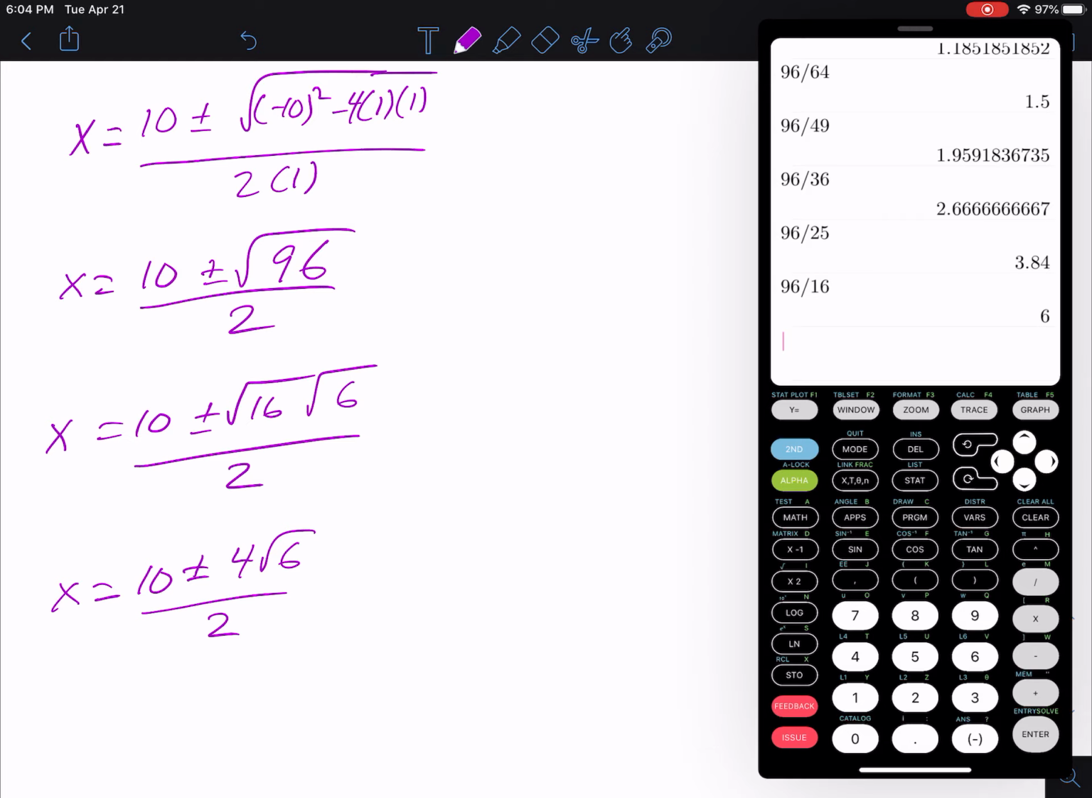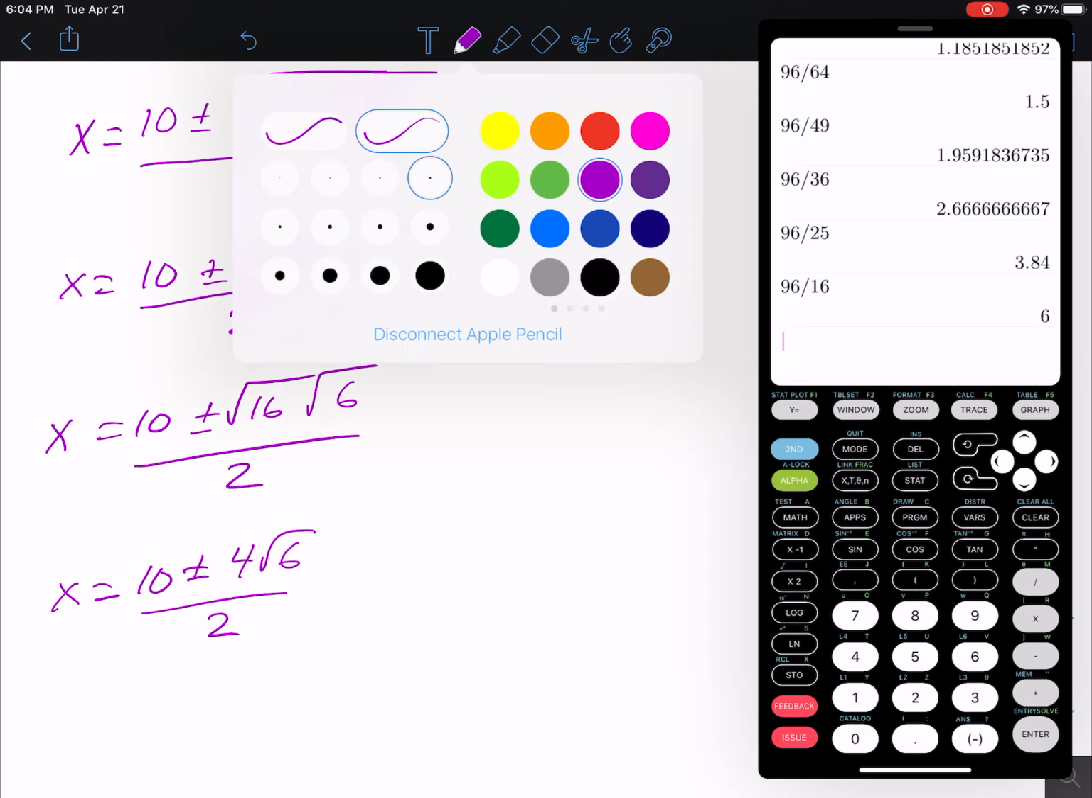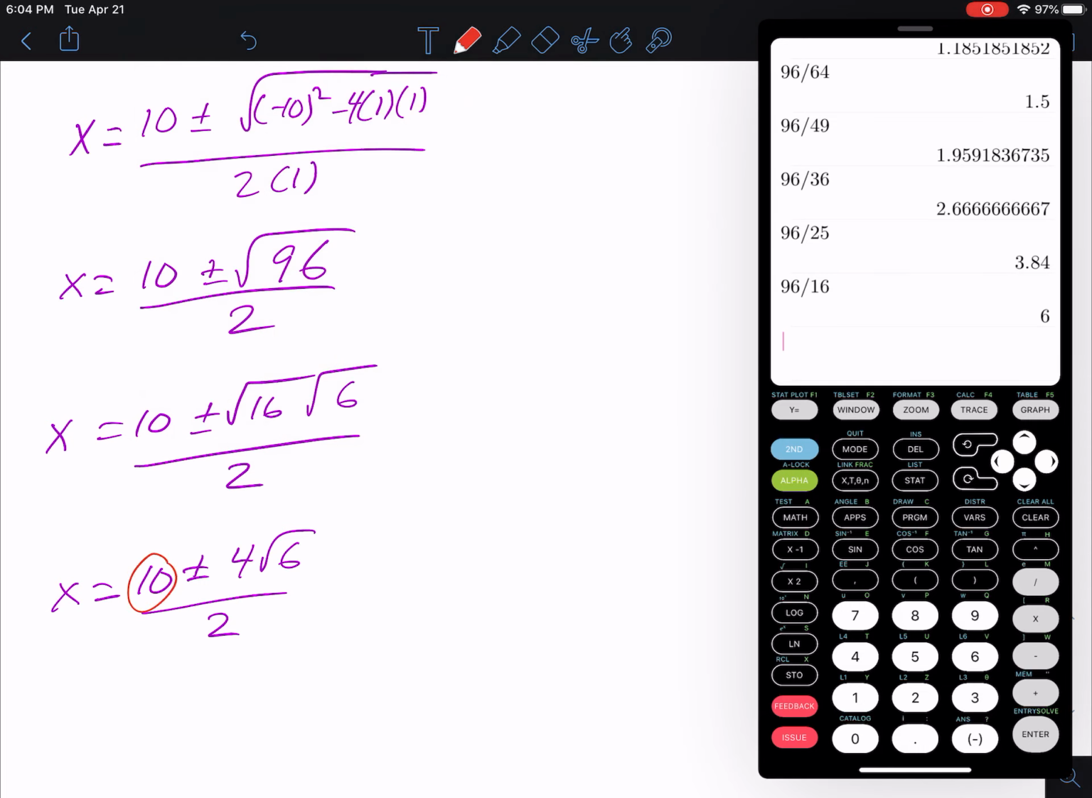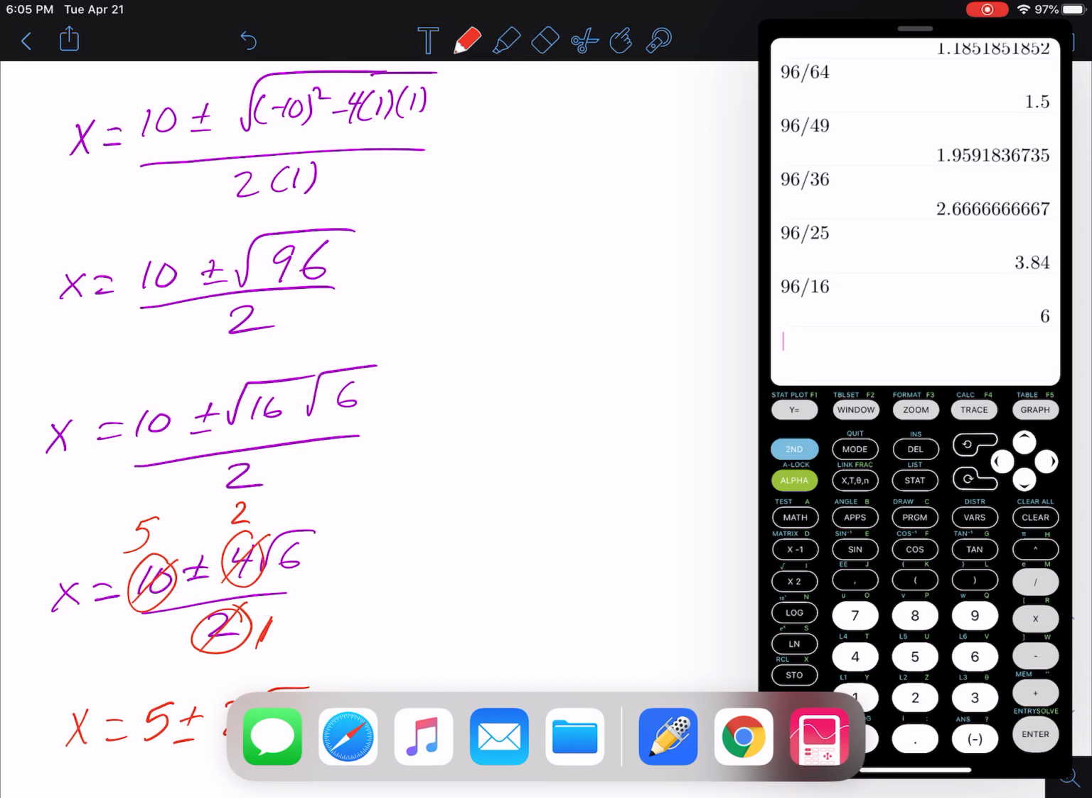All right, so then what comes next is we have to look at the three numbers. So we're looking at the 10, the 4, and the 2, and is there a GCF? There is. 2 is the greatest common factor. So we'll take a 2 out of the 10, it'll become a 5. We'll take a 2 out of the 4, it'll become a 2. And we'll take a 2 out of the 2, and it'll become a 1. And that leaves us with x equals 5 plus or minus 2 radical 6. And that bottom, I don't have to put a 1 because that's it. So 5 plus or minus 2 radical 6.